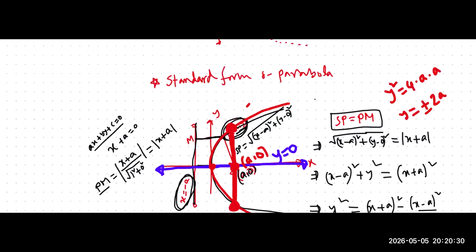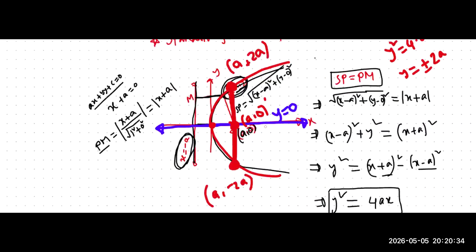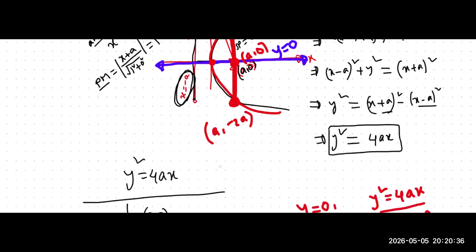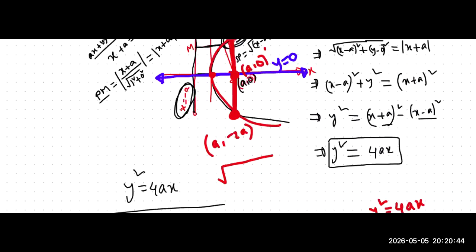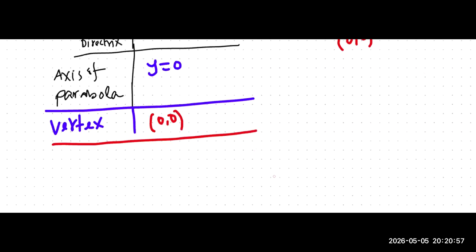So the distance of these 2 points is basically the square root of... since we do not have any change in the x quantity, ultimately the change between these 2 points is the change of the y quantity. So the change of y quantity is 2a minus negative 2a, which is equal to 4a. So the length of the latus rectum for this kind of parabola is 4a.